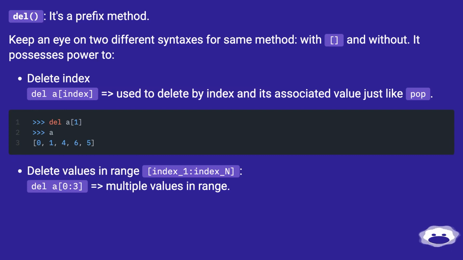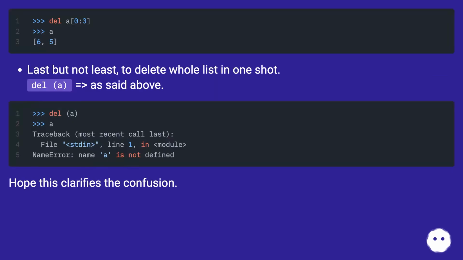Delete values in a range: del a[index_1:index_n]. For example, del a[0:3] deletes multiple values in the range. Last but not least, to delete the whole list in one shot, del a, as said above.